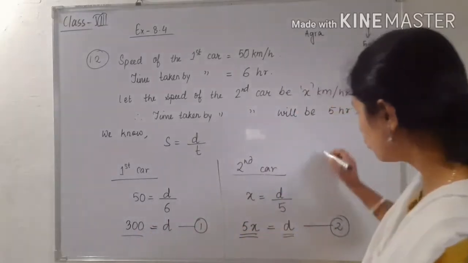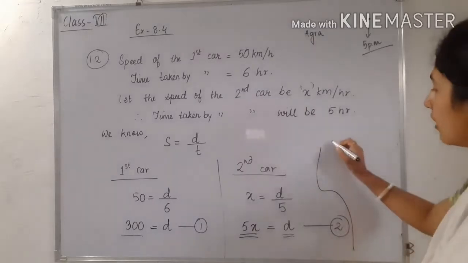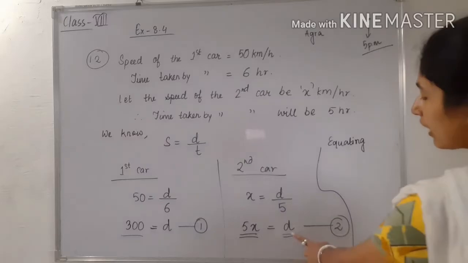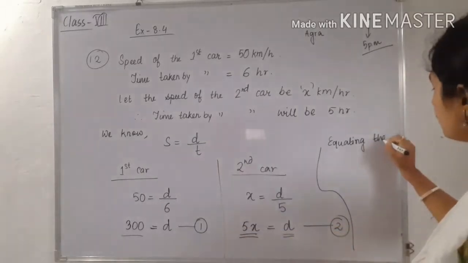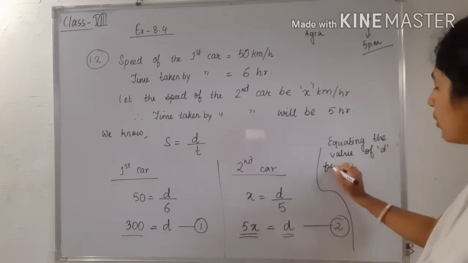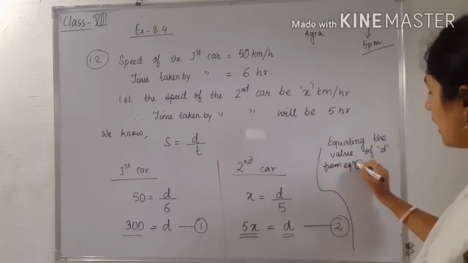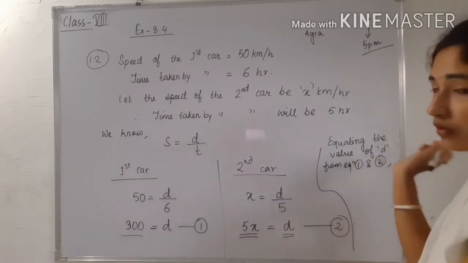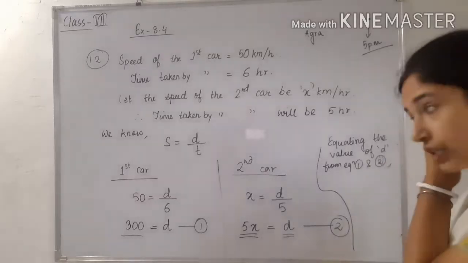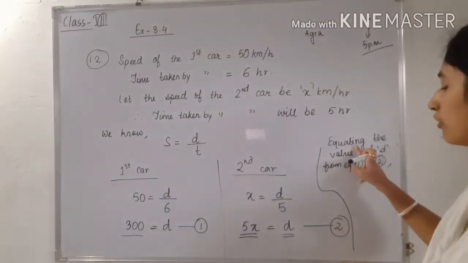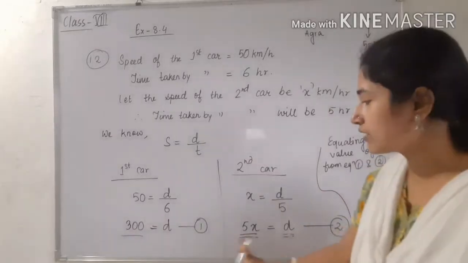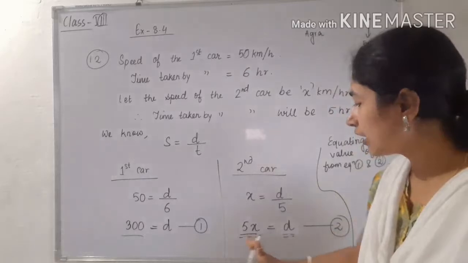So what do you have to do next? In the next part you have to write: equating the value of D from equations 1 and 2. I am writing in a short manner because you can do the rest of the calculation. What is the meaning of equating? It means we are equating the two values. Here the value of D is 5x, here the value of D is 300. So we can equate the two values.